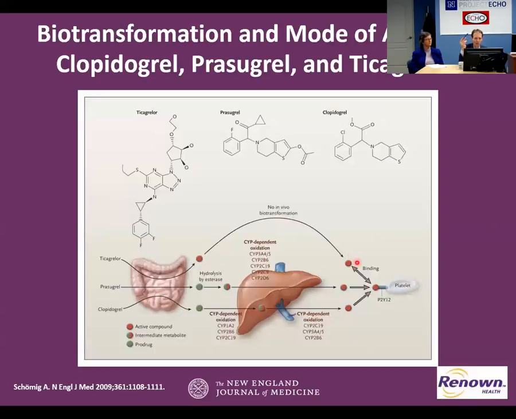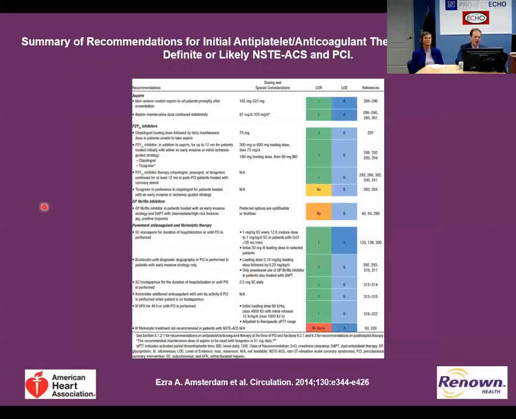So a lot of my partners prefer Prasugrel. I personally prefer Ticagrelor. They both are better than Plavix, and Plavix is way better than nothing, which I'll show you in just a moment.